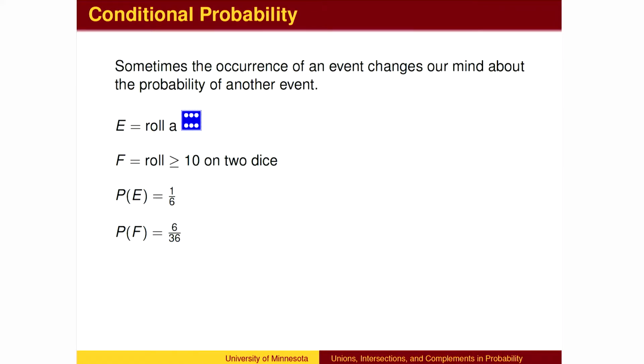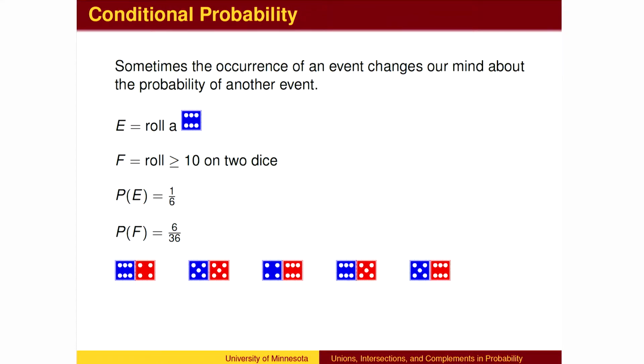One thing that can complicate the situation is when one event influences the probability of another. For example, you are playing a game which you will win if you roll at least 10 on 2 dice. The probability of that event, event F, is 6 out of 36. There are 3 ways to roll 10, 2 ways to roll 11, and 1 way to roll 12.